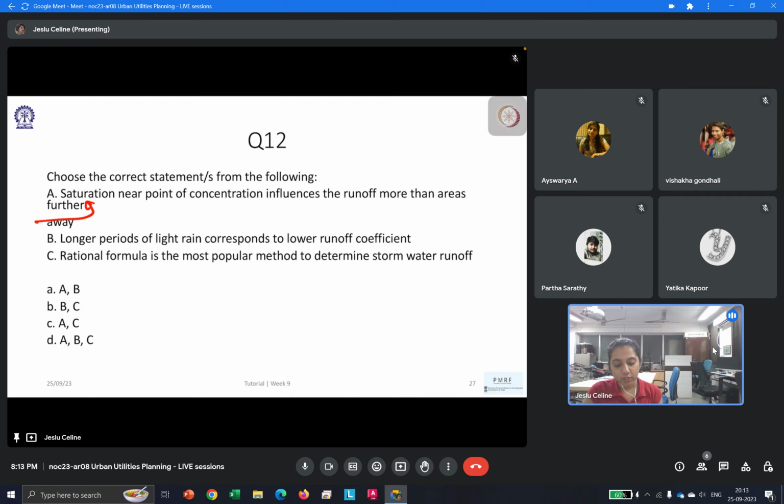Option A. Saturation near the point of concentration influences the runoff more than areas farther away. So you have a region, and this is the region where you want to find the point of concentration. So it's all flowing from this to this. And the point is, if you have saturated soil at this region, this influences the surface runoff more than the region farther away. Is that correct?